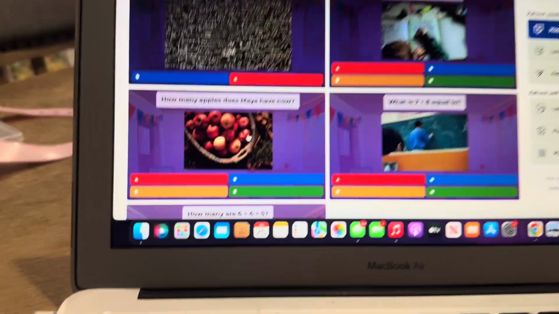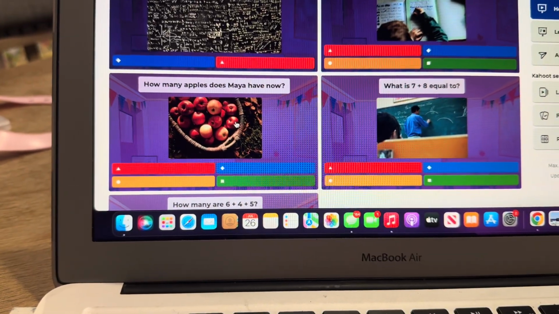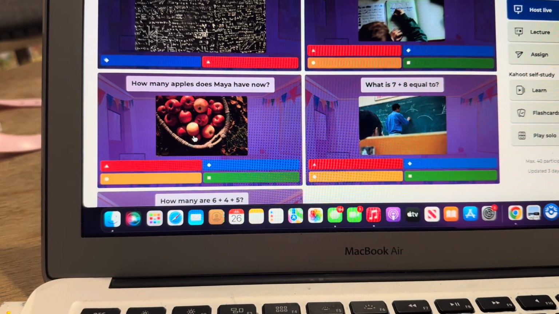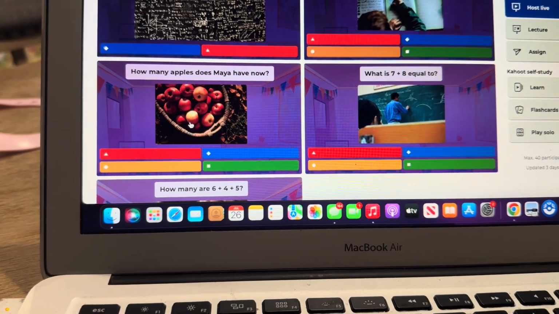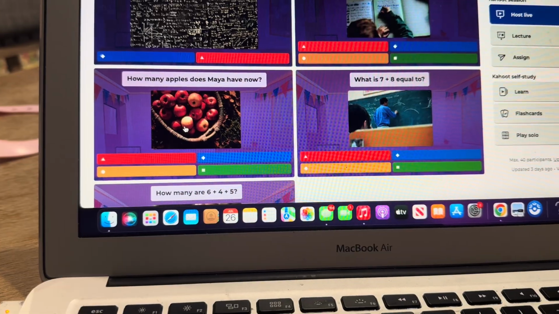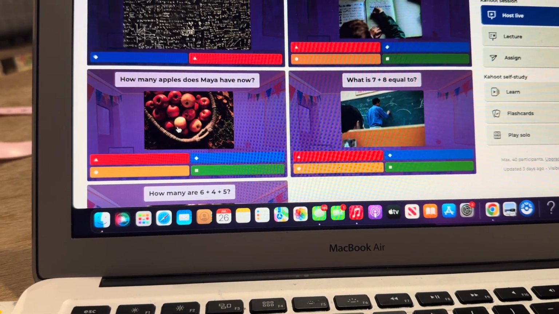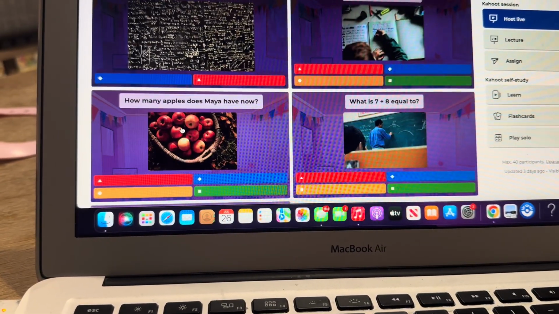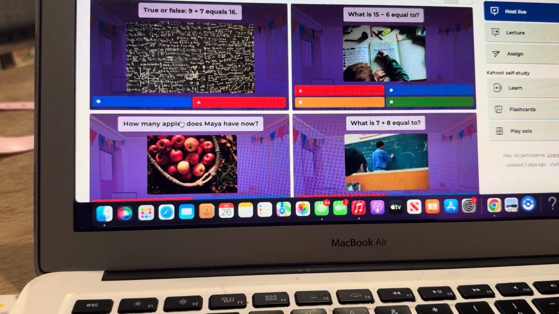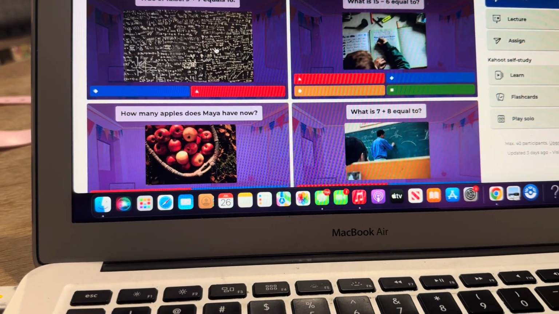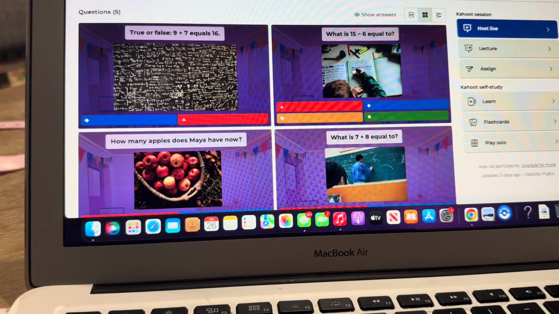And it's actually this one right here. It says, how many apples does Maya have now? And it only showed, see, for me, it shows all of them. But then also, it didn't give them an addition or subtraction problem. So that question isn't even really valid for this. But it did a true or false.